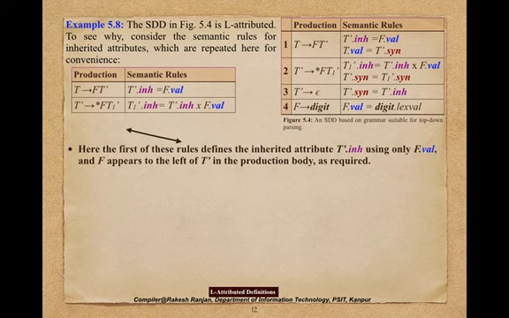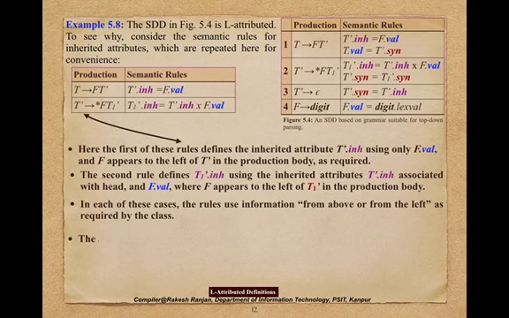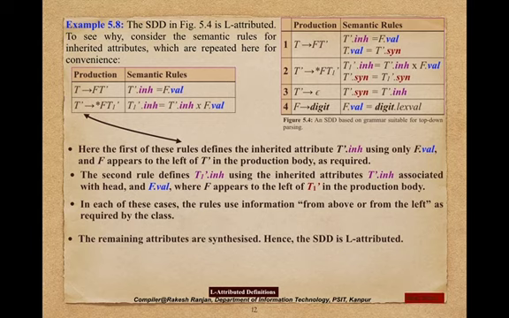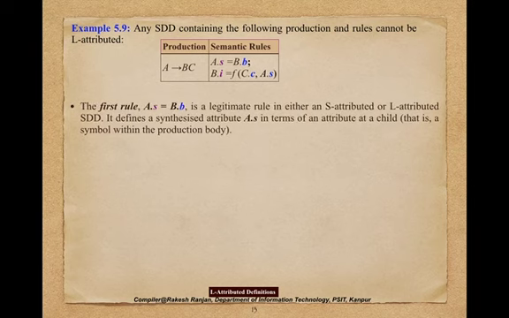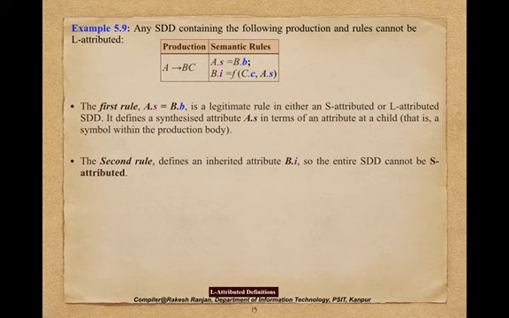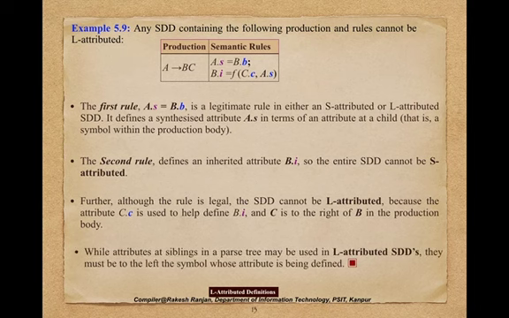You can see this diagram also, production rules. We'll take one more example. Take the following L-attributed SDD with production A → B C. The semantic rules can be given like this. The first rule is A.s = B.b. The second rule is defined as C.i = f(C.c, A.s).